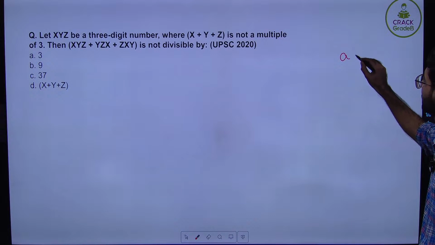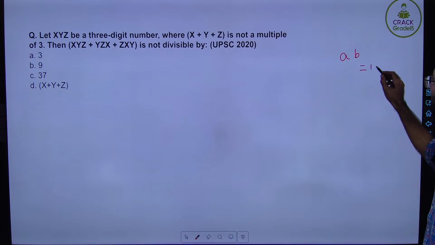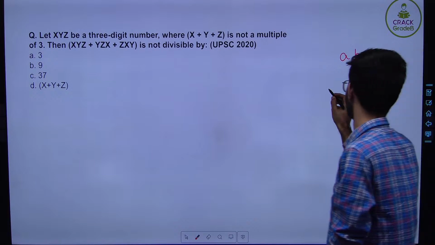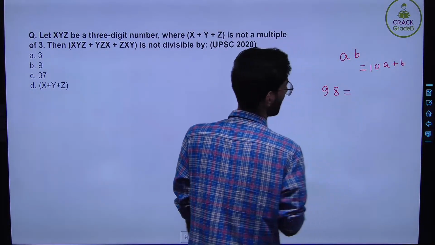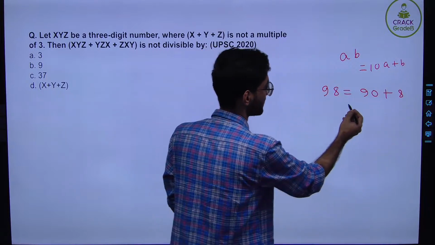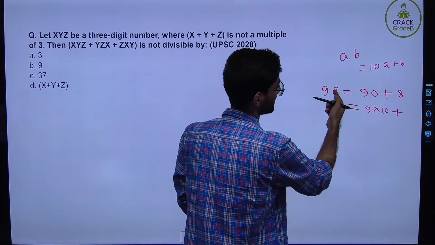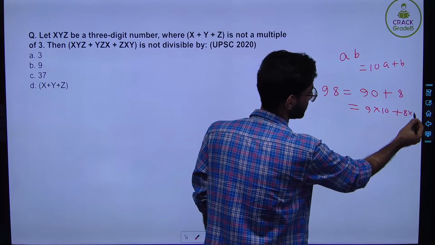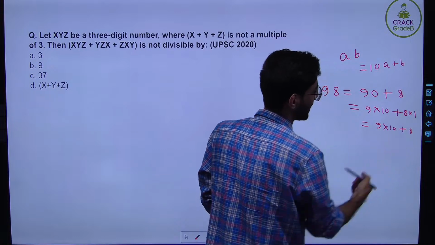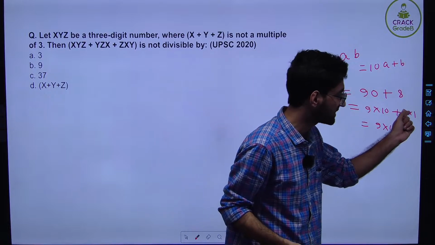I will just tell you one thing. If there is a 2-digit number AB, what does it mean? That this number is 10 into A plus B. If you are not able to think of this, see, there is a number 98, which means this number is equal to 90 plus 8. This number is at the tens place, so obviously 9 into 10, and this number is at the units place, so obviously 8 into 1, which means 9 into 10 plus 8.